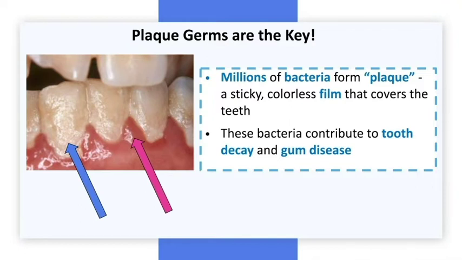We have millions of bacteria in our mouth that form plaque, which is a sticky, colorless film that covers the teeth. Certain types of bacteria tend to form tooth decay, and other types of bacteria tend to form gum disease. When this plaque is able to sit on the teeth for a very long period of time with not a lot of brushing or flossing, you can start to see it, and that is seen in the blue arrow here above the tooth. If that bacteria is allowed to get under the gum, then it can tend to form gum disease, making the gums red and inflamed, and we'll get more into gum disease later on.